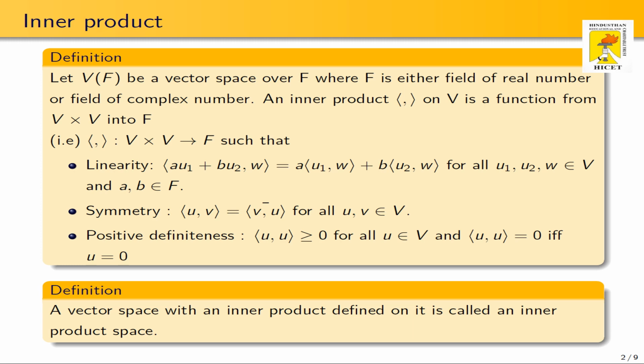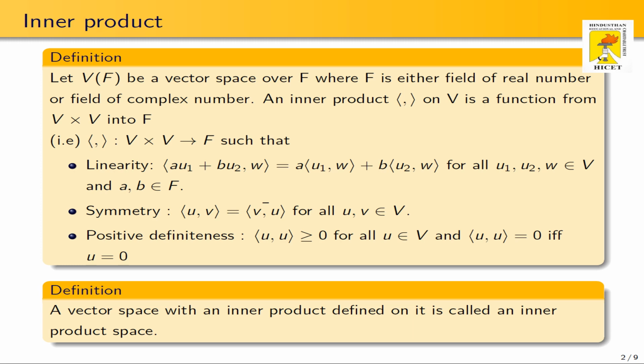For this function to be called an inner product, it must satisfy certain conditions. First one, linearity condition. Here we take the addition of two vectors u1 and u2, and we take a vector w from the same vector space V. It can be written as inner product of a u1 plus b u2 comma w equal to a into inner product of u1 comma w plus b into inner product of u2 comma w, for all u1, u2, w belongs to V and a, b belongs to F.